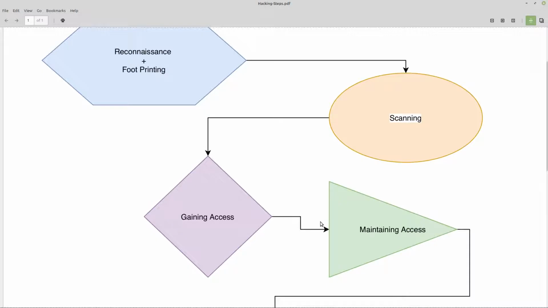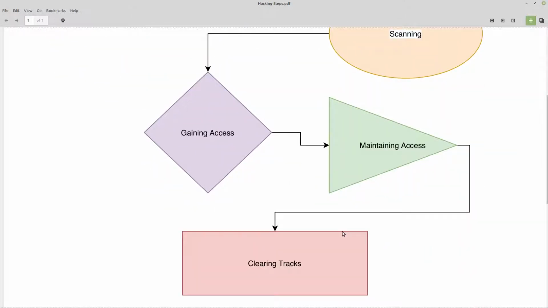Then gaining access means once we have scanned our network, we try to attack the network and gain access to this network or the system. Once we have access to the system, we try to maintain the access with various tools or by creating some backdoors and stuff like that. And once our job is completed, we usually clear the tracks by removing the logs, event logs, or history of the machine, and then we quit the system.